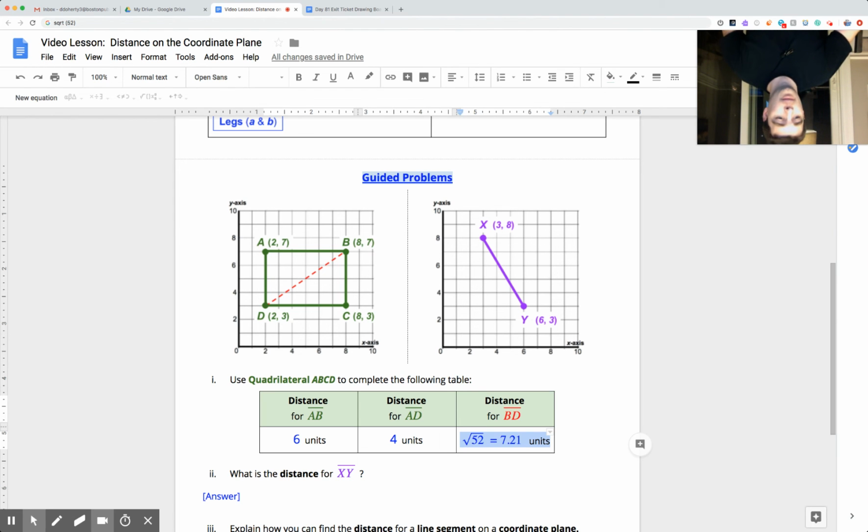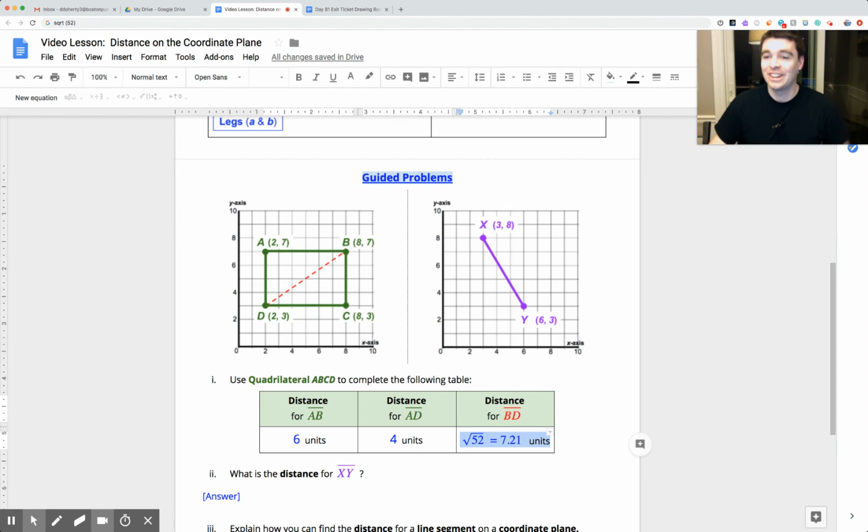Go ahead. Oh, I never flipped the video. I'm sorry about that. So go ahead and pause this video now and try to find, for the purple line segment X to Y, what is the length for XY?